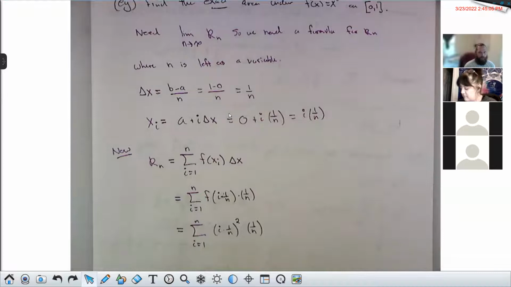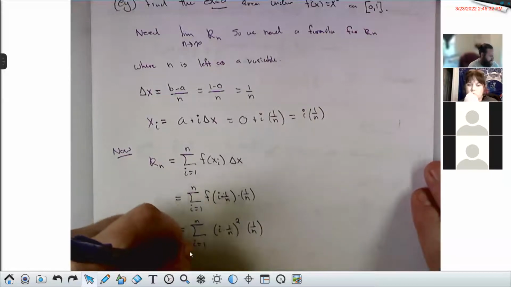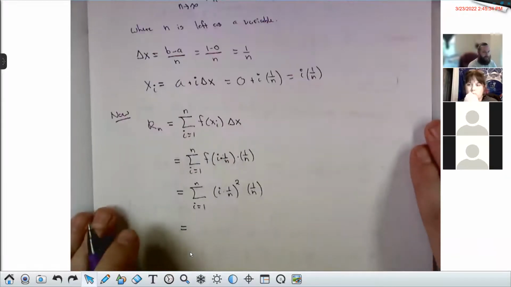The name of the game is to get a formula for this that doesn't have this sum. Now, of course, I cannot just ignore this thing. This thing is the most important part of this formula. It says you're adding up all this stuff as i goes from 1 to n. But if I simplify the stuff in here and use the rules for capital sigma discussed last time, I can apply one of my summation formulas.